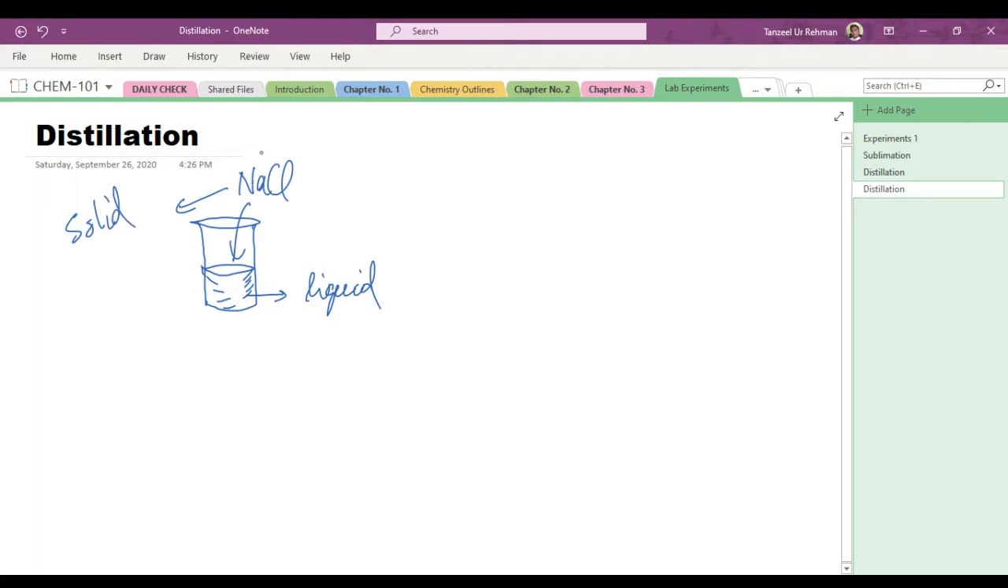Okay, students, now distribution of this solid in liquid is called solubility.